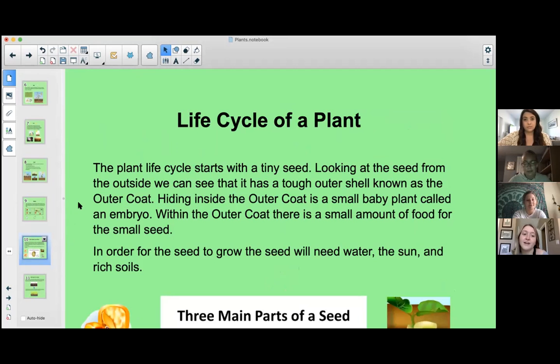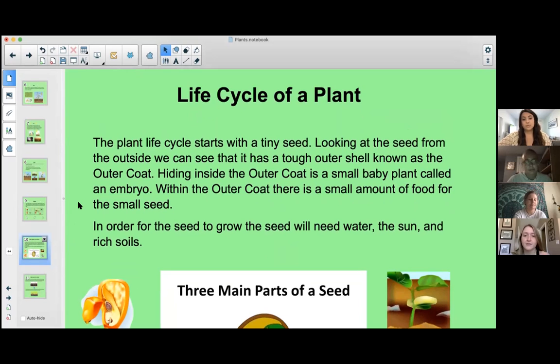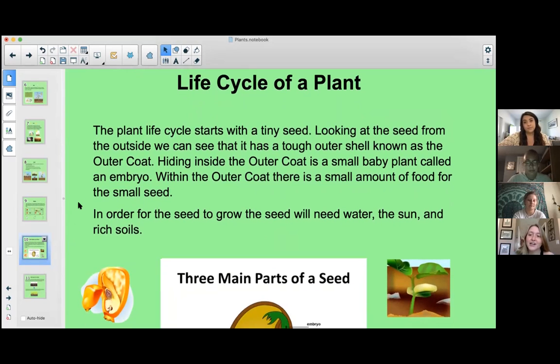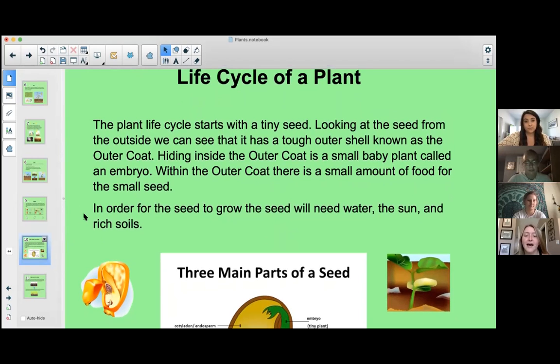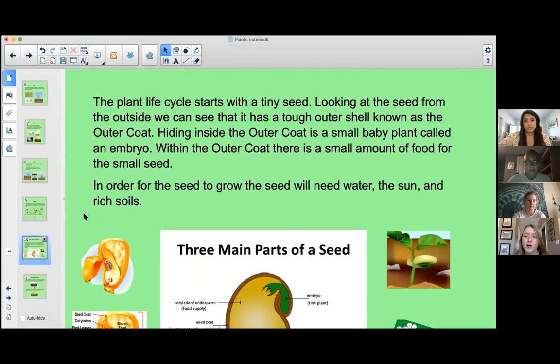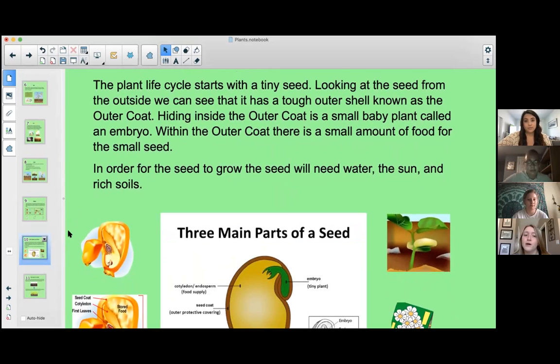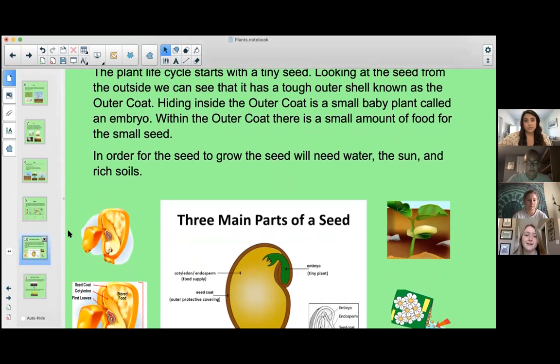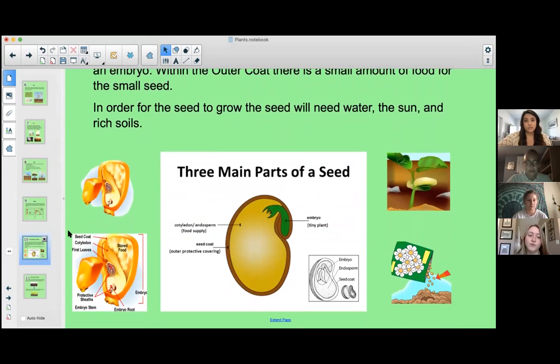All right, we are now going to be talking about the life cycle of a plant. The plant life cycle starts as a tiny seed. Looking at the seed from the outside, we can see that it has a tough outer shell, which is known as an outer coat. Hiding inside the outer coat is a small baby plant called an embryo. Within the outer coat, there is a small amount of food for the small seed. In order for the seed to grow, the seed will need water, the sun, and rich soil.